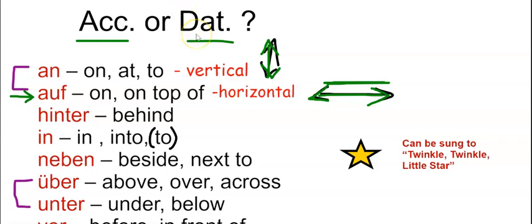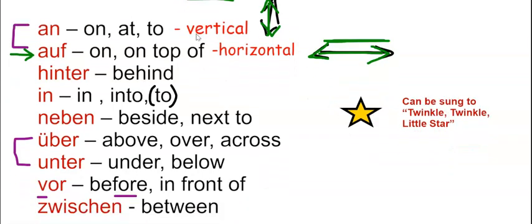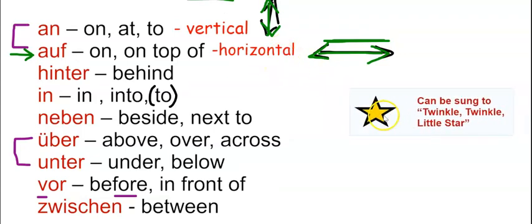As a quick review, these are the two-way prepositions, and as a memory trick, you can sing this list to yourself using Twinkle Twinkle Little Star. An, auf, hinter, in, neben, über, unter, vor, zwischen. And that will help you remember that these are the two-way prepositions. Because Twinkle Twinkle Little Star is also used for other songs.